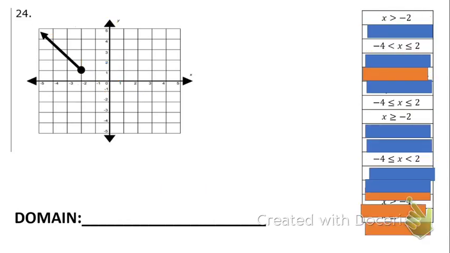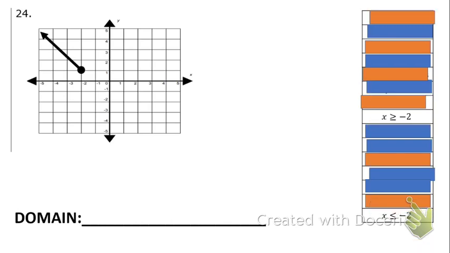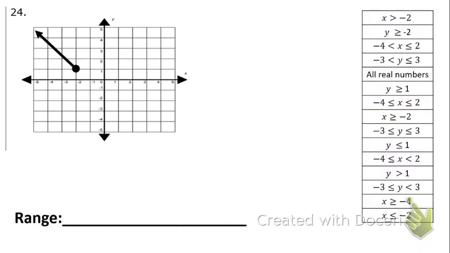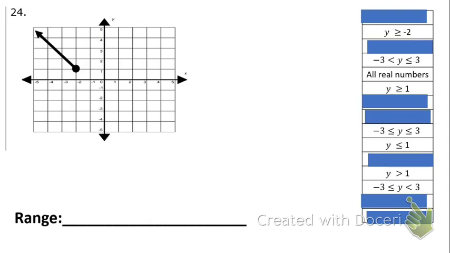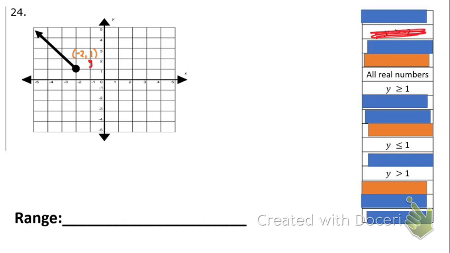All right, so let's go to the next one. Let's find the range of this graph. We're looking for range, so we'll eliminate the x answers. As we said before, this has a beginning and it has no end, so that eliminates those answers. The next thing you want to look at, again, is the y value of this point. This is -2, 1. This is your y value. So since it's 1, it can't be that answer.